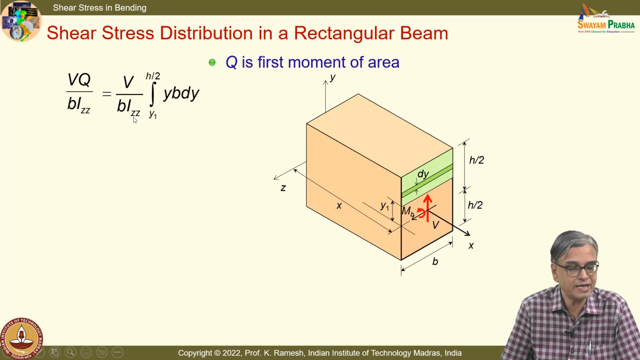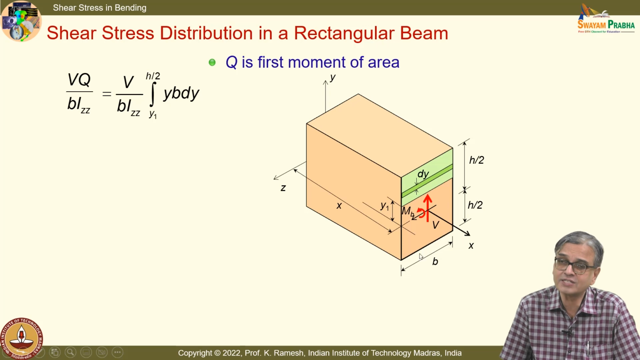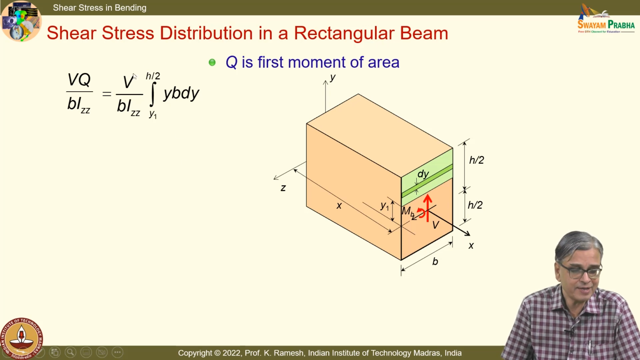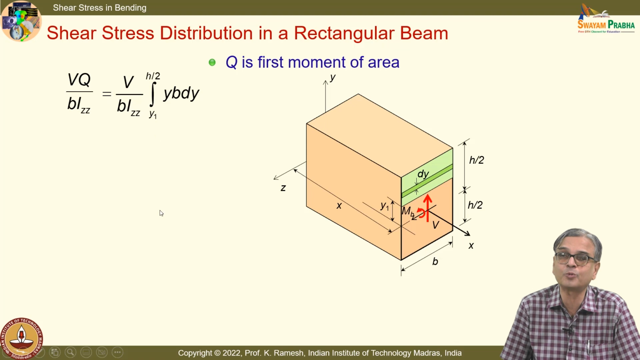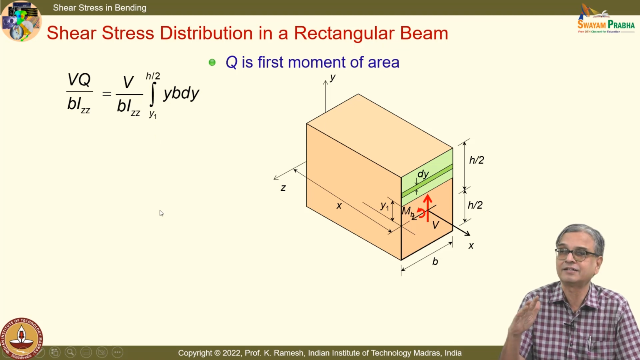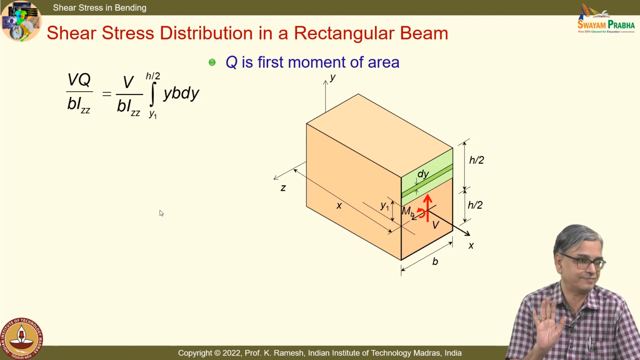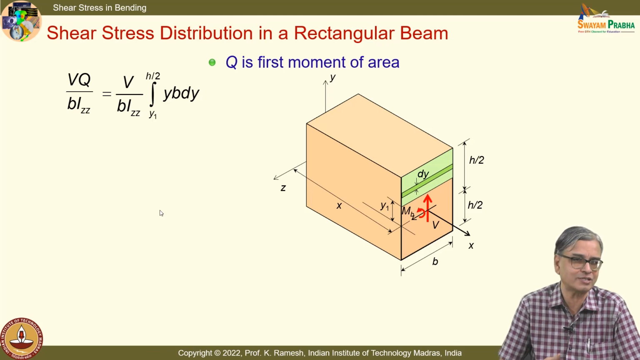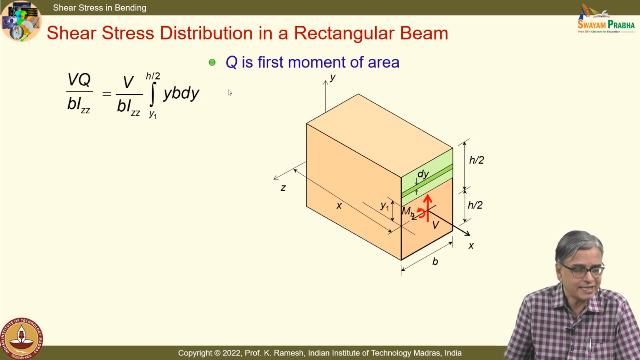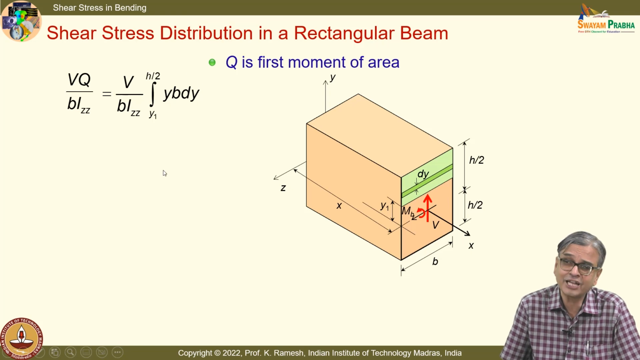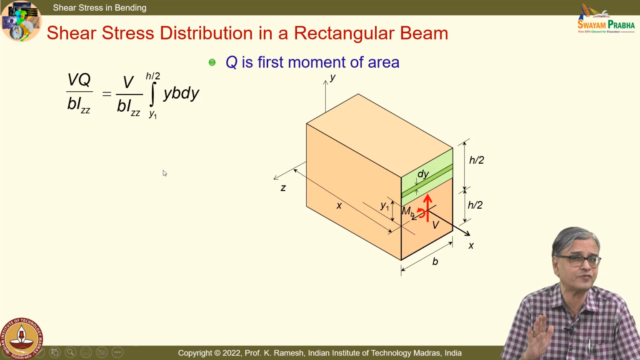V by Ibz, and I want to have the area given as b dy. So this I have written for a representative cross section at y1. Because the cross section is simple, the same expression, by substituting the limits appropriately, you can calculate Q easily. That is what I said earlier. If you have a simple cross section, writing a generic expression like this is enough to get Q at any cross section of interest.